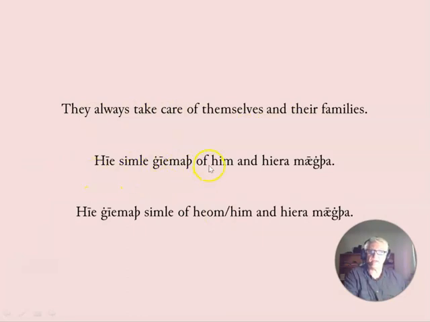All right, they always take care of themselves and their families. Here simla yeamath of him and here mayatha. Here yeamath simla of him and here mayatha. Okay, mayatha families. Him, they, here is they, similar as always, take care, yeamath, of him, of themselves, and here, their families. Okay, now you could also say themselves as him as well as him.